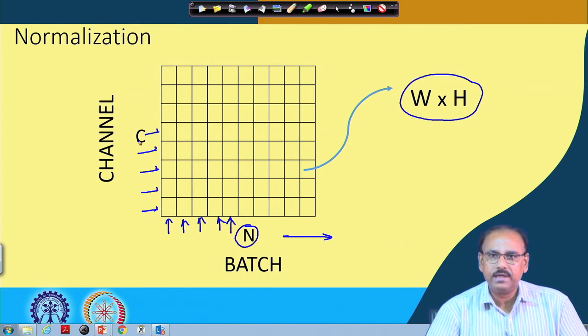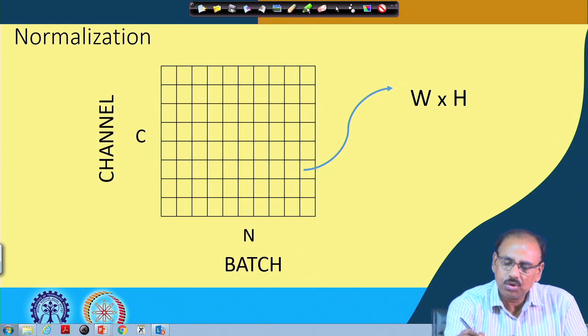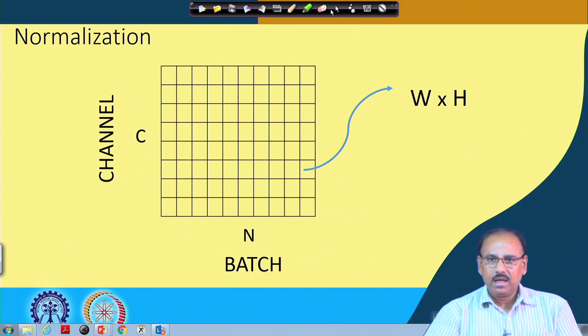So let us organize our feature map something like this, and this will help us to explain how the different types of normalizations, batch normalization, instance normalization, layer normalization, group normalization, and so on, work.